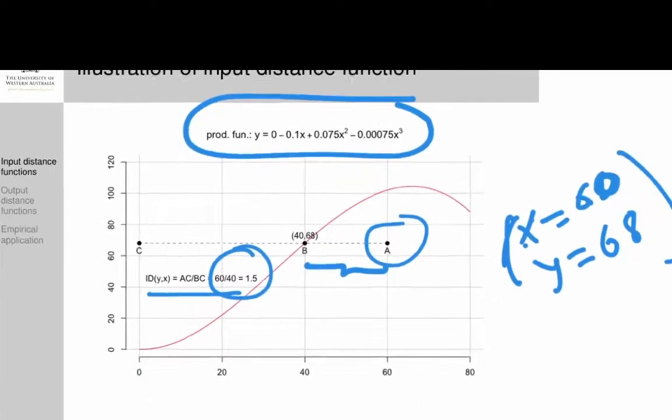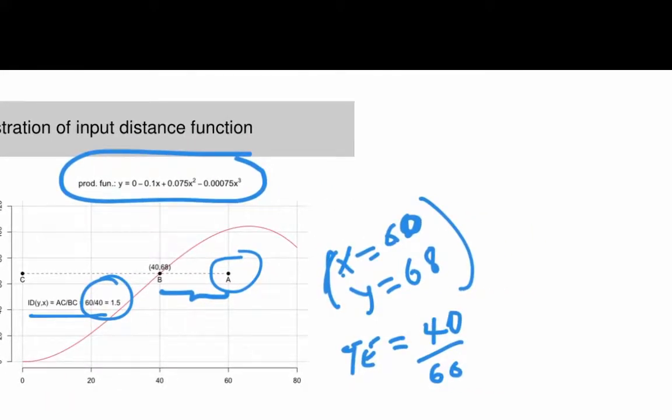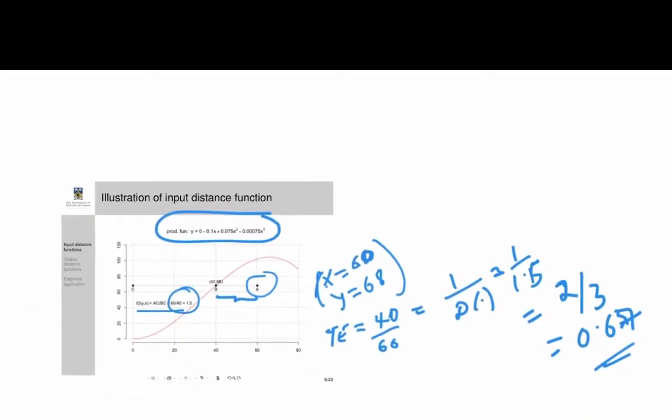If we had been defining technical efficiency, we would have said technical efficiency is the minimum input we need, which is 40, divided by the actual input, which is 60, and that's simply 1 over the distance function value, which is 1 over 1.5, or roughly 2 over 3, which is about 0.67. Okay.